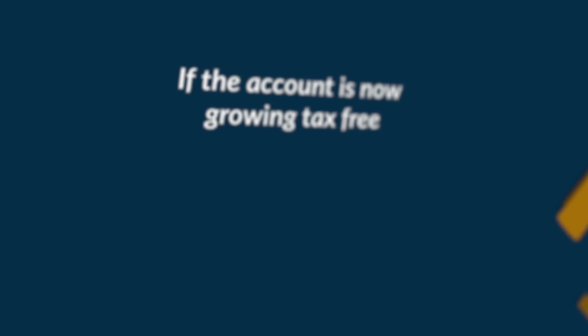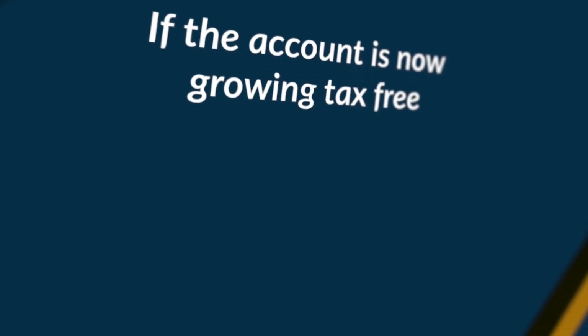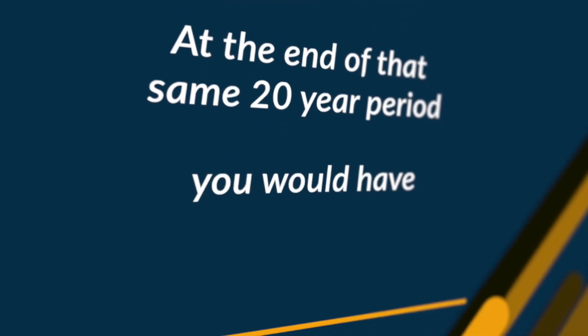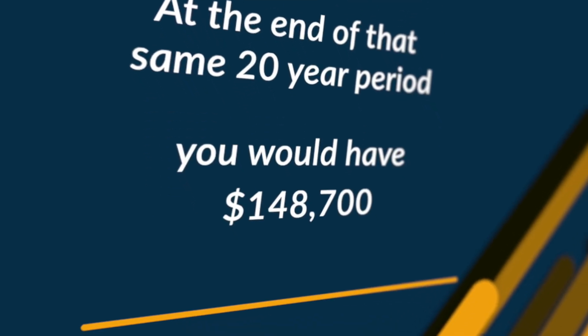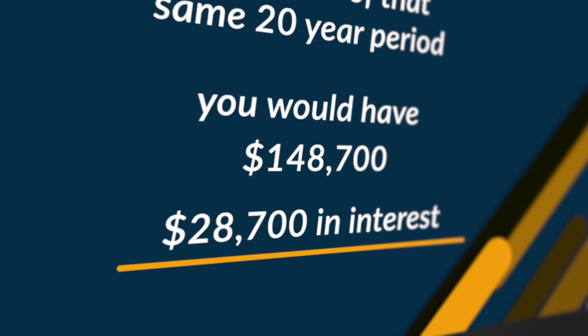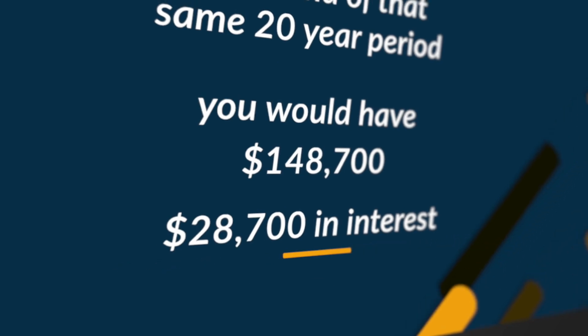But let's see what happens to your money supply if we can keep the tax man, or better known as the IRS, away from your account. If the account is now growing tax-free, at the end of that same 20-year period, you would have $148,700, of which $28,700 is interest. So by eliminating the tax on the growth of your account, you ended up with nearly 50% more interest. That's a significant improvement over having a taxable account.